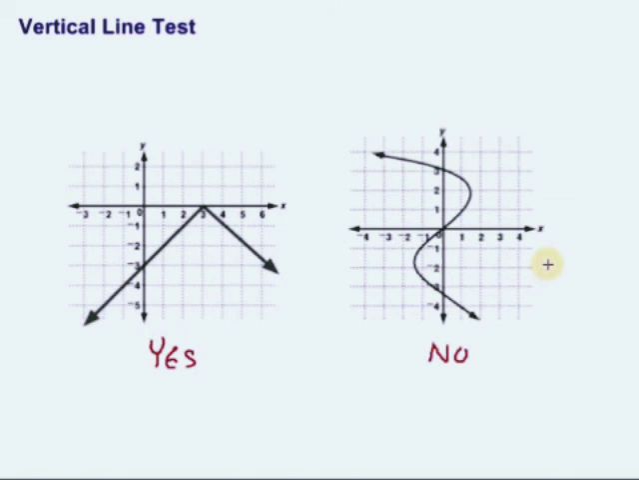Hope this was helpful. We can use both the vertical line test and by looking at the x values if we're given ordered pairs or maybe a table to determine if a relation is a function.